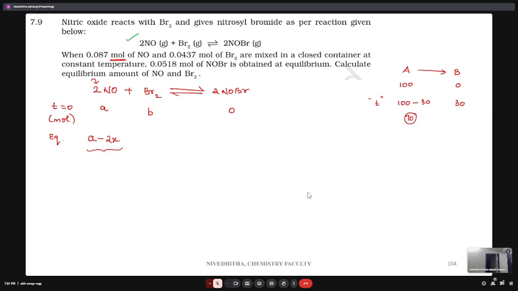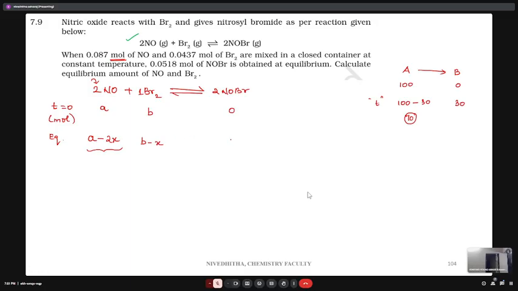So the initial quantity was A, from which 2x quantity was involved in the reaction. Why have I written 2x? Because here the number of moles of nitric oxide is 2. So I have written 2x. Similarly, we have to find the remaining quantity of Br2. So this is the initial quantity, which is small b, from which X quantity was involved in the reaction. Here I've written only X because one molecule of Br2 was involved. So that is B minus 1X.